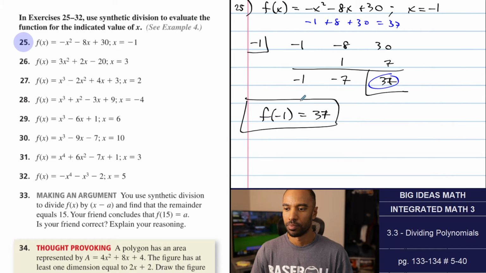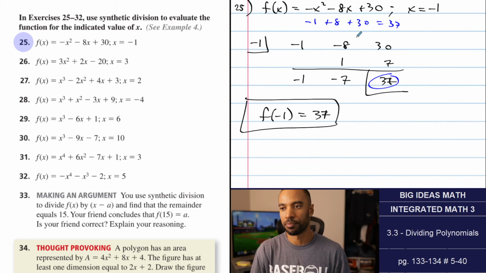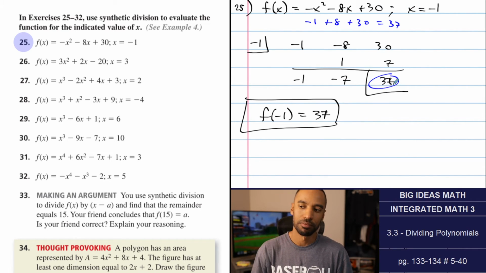Boom. And that's what we're doing to evaluate it. So with substitution, we get 37. Good thing I did the remainder version. All right, number 26.